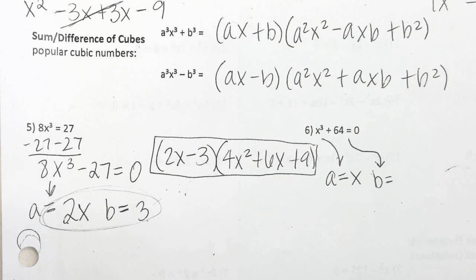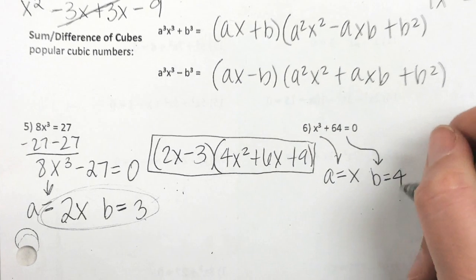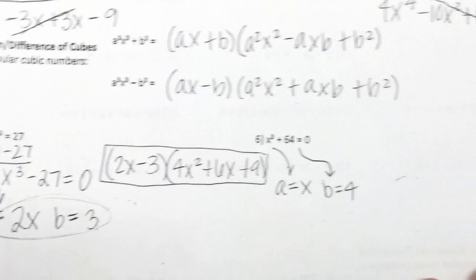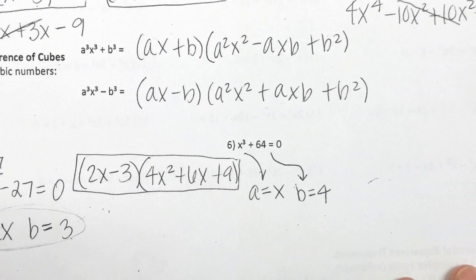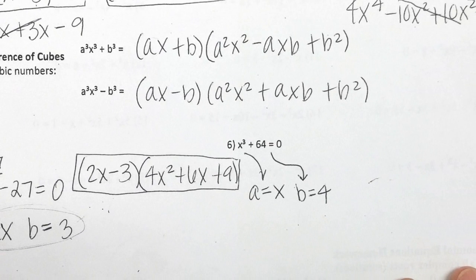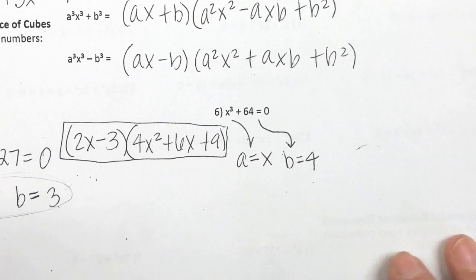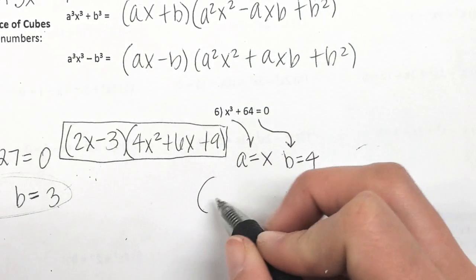Alright, what's the cube root of 64? Anybody find it? Everybody know how to find it? 4. Okay. And now we just plug it in the formula, but which one this time? Sum of cubes, yeah. So CJ, tell me how to write my answer.